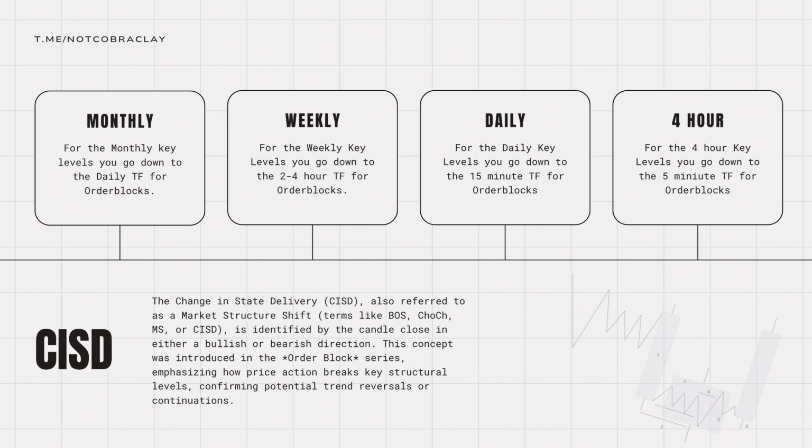The CISD can occur in the monthly, weekly, daily, and the 4-hour. The change in state of delivery, also referred to as a market structure shift, with terms like break of structure or change of character, market structure shift or CISD, which is all the same, is identified by a candle close in either a bullish or bearish direction.